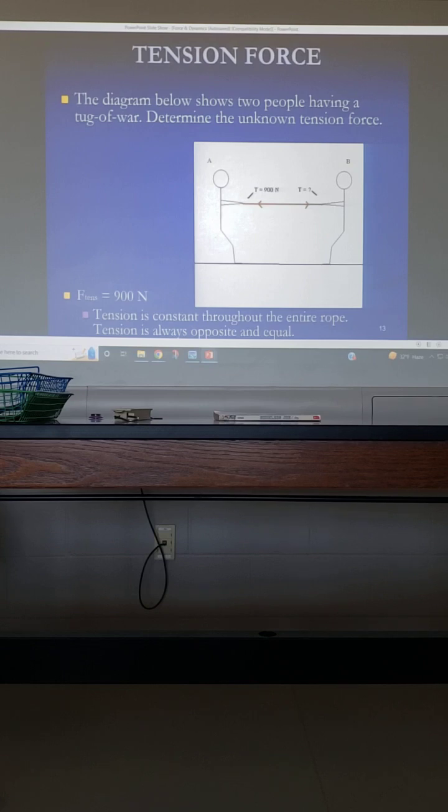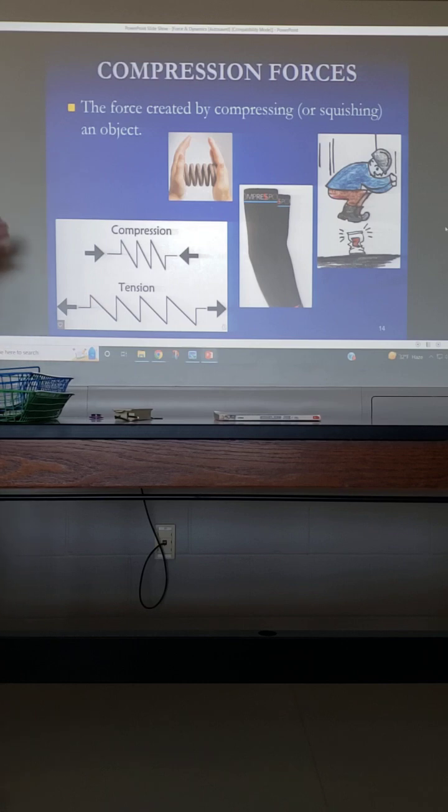If one of them was stronger, then the motion would occur in the direction of the stronger force, which kind of is logical. And again, we talked about all this last year, or you should have in 8th grade science. So this should not be something that is like new information. All of this we've actually already covered. Compression is a squish.